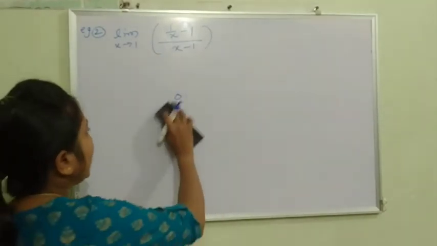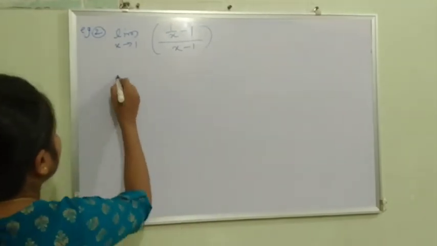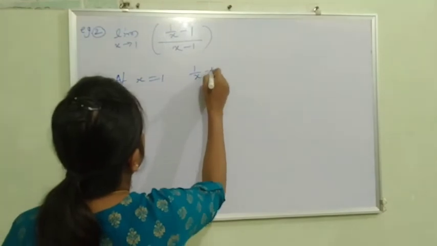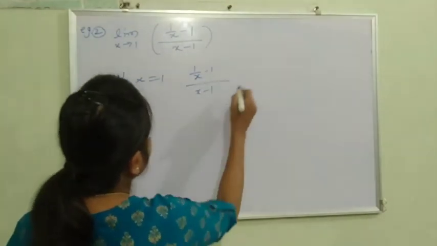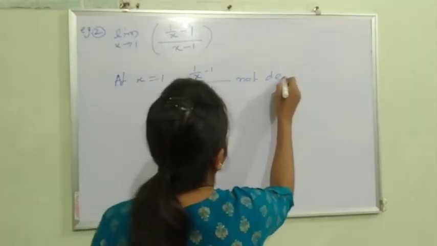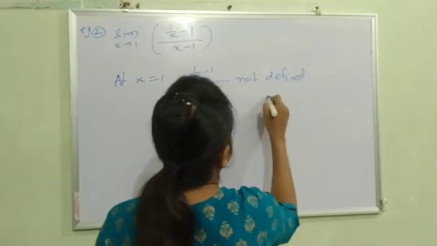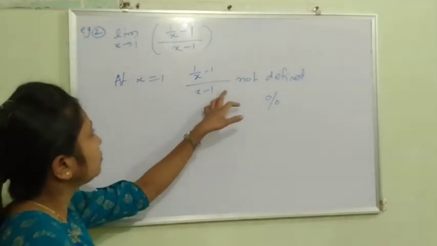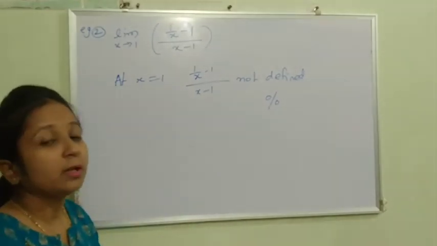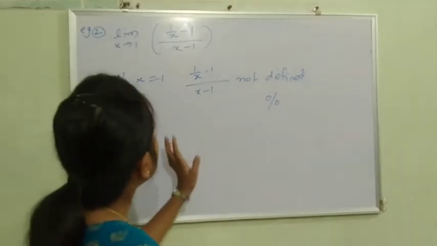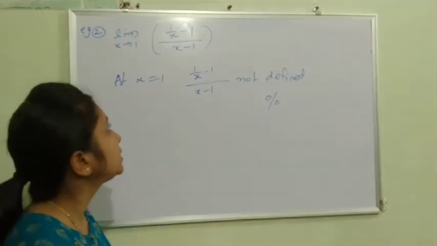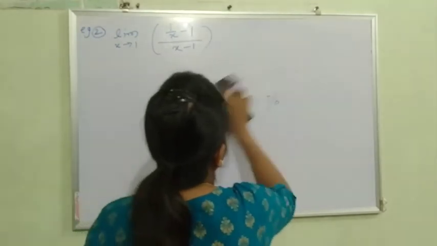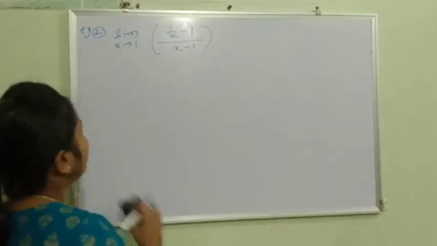At x equals 1 directly, this function is not defined. Why is it not defined? Because we obtain the 0 upon 0 form. That's why we use the limit to solve such types of examples in which the numerator and denominator both become 0, meaning we obtain the 0 upon 0 form.